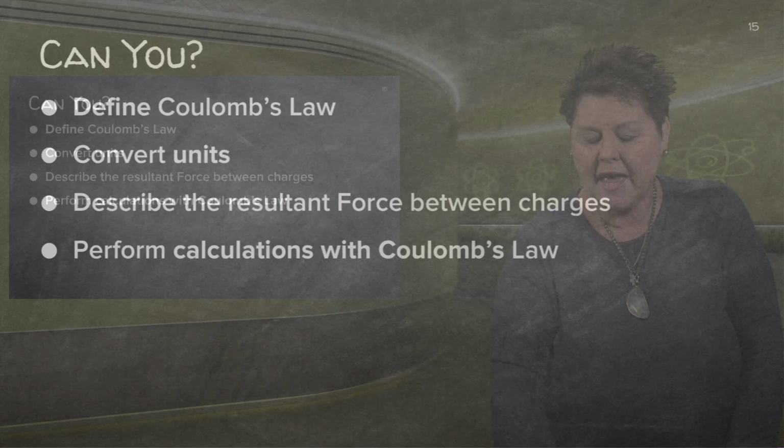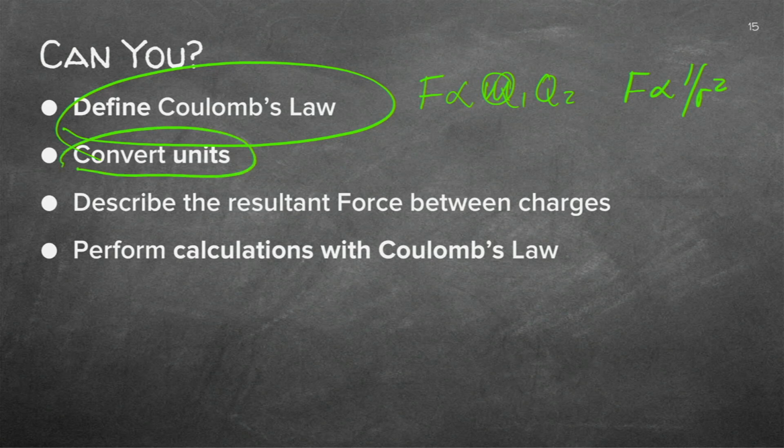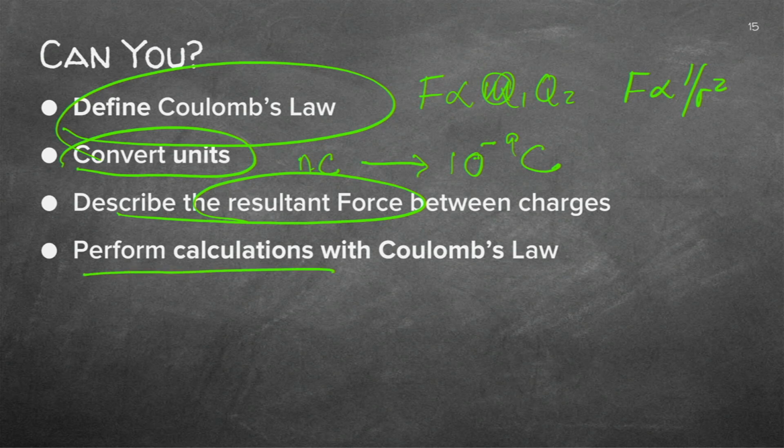Let's see. Can you define Coulomb's law? Yes, you can. You know it's the product of the two Q's. I almost wrote mass there. And you know it's inversely proportional to the distance squared. Can you convert the units from nanocoulomb, for instance, to 10 to the minus 9 coulomb? And you'll have to be able to get a resultant force, which we'll calculate now, and do some calculations.